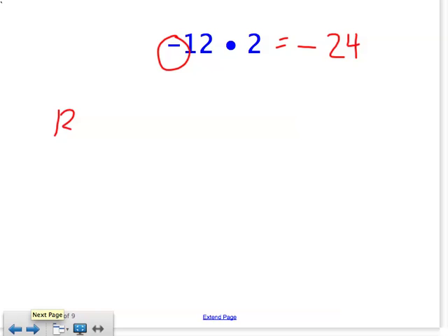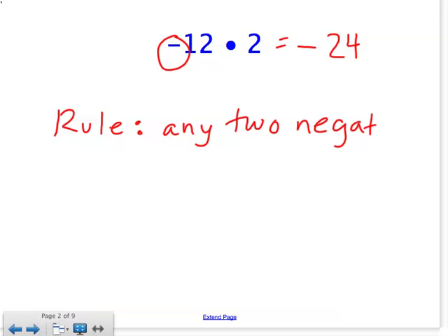So the rule is any two negatives cancel out. If you're left with one negative, the answer is negative. If you have two, they cancel out, the answer is positive. Otherwise, both the multiplication and the division are the same as you've always done all along. So it's pretty easy. All you have to do is remember this rule.